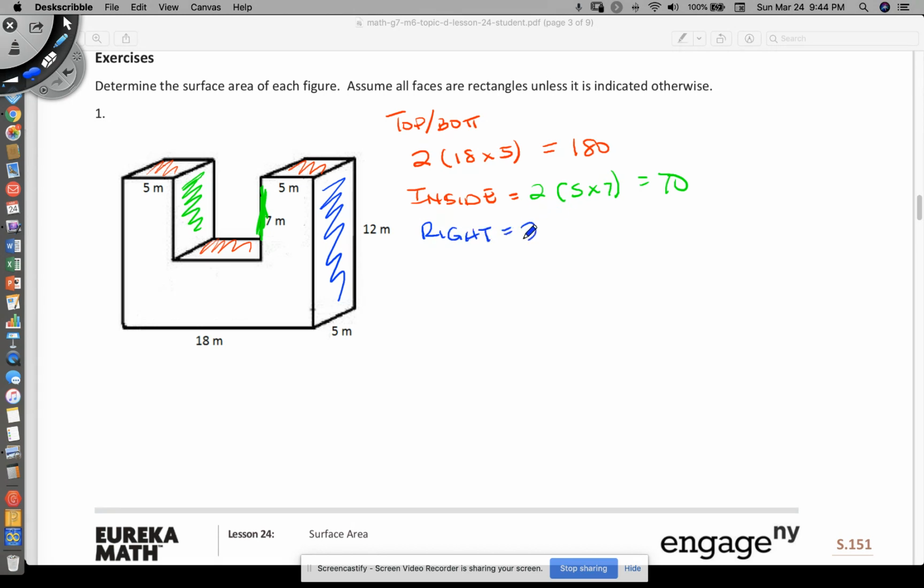So I have two of those. I have two, well, we could say right and left, I suppose. Right and left, because there's one over here too. So right and left. So we're going to say two 5 by 12s, which is going to give me 120.